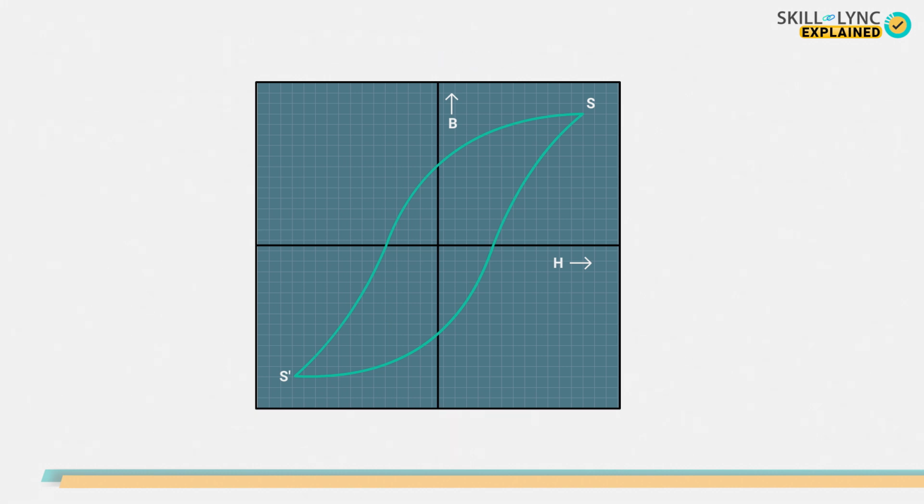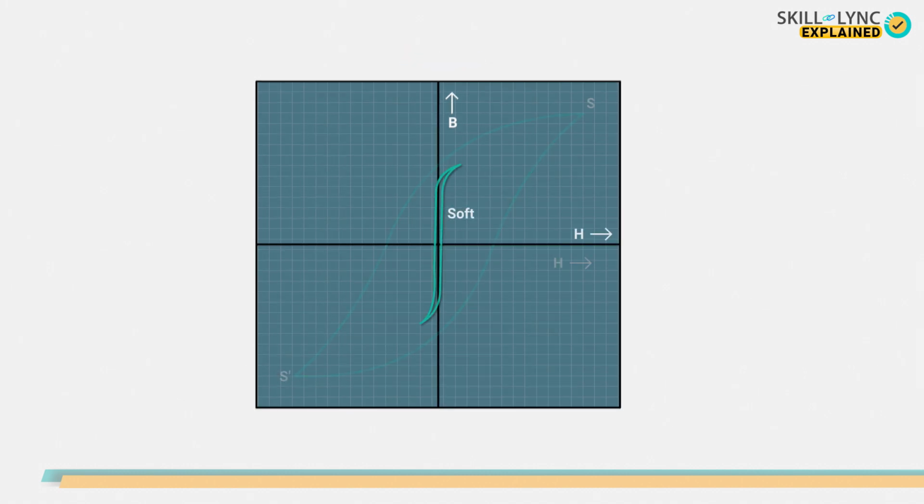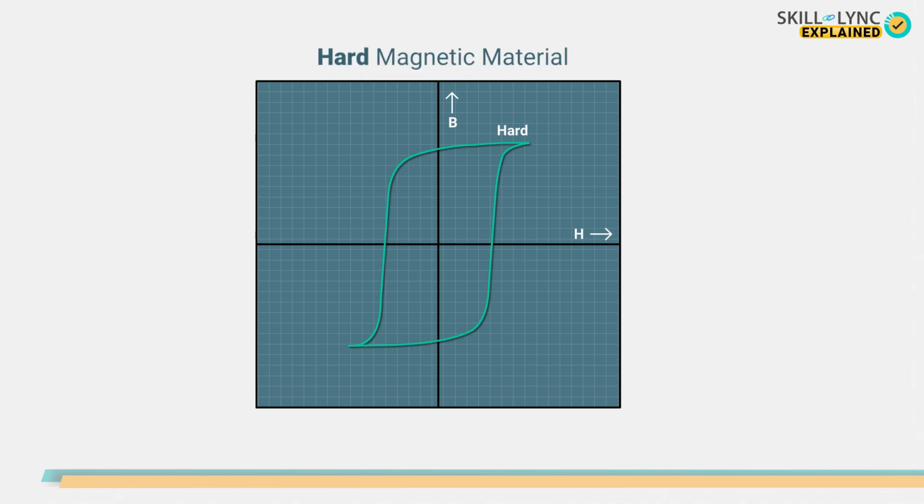Based on the hysteresis, ferromagnetic materials can be divided into two types. If the shape of the hysteresis curve is small, then the material can be easily demagnetized. This type of material is said to be a soft magnetic material. It is used in devices which are subjected to alternating magnetic fields. On the other hand, if the hysteresis is large, then the material is said to be a hard magnetic material. That is, this material cannot be demagnetized easily, so it is used in permanent magnets.